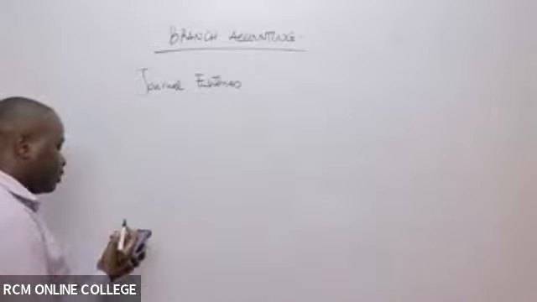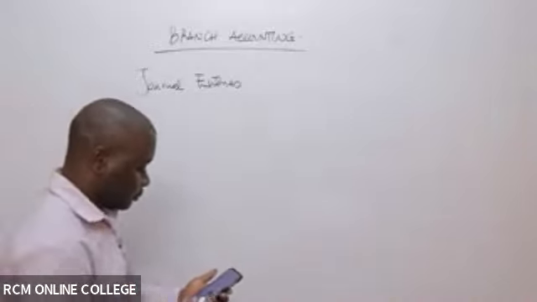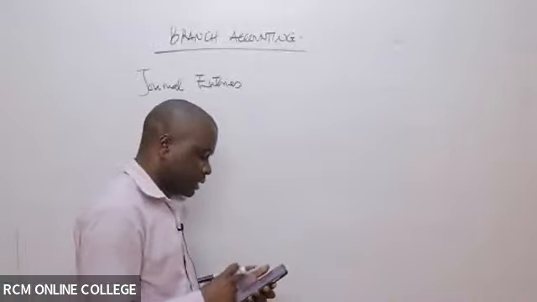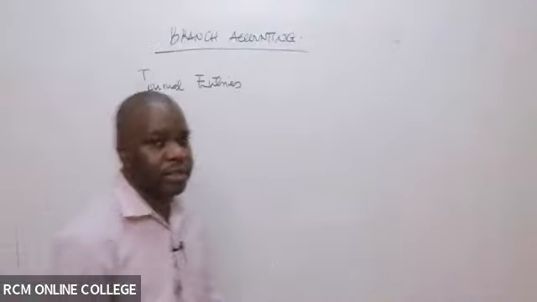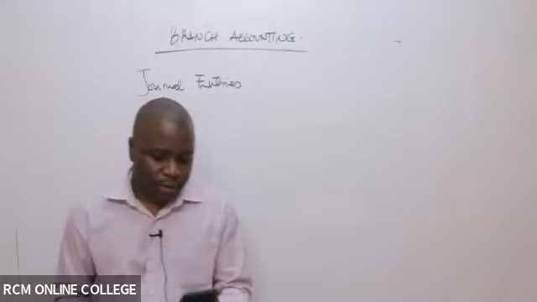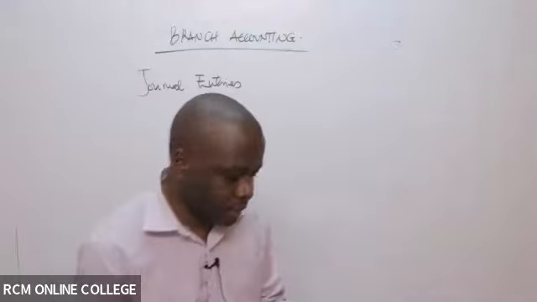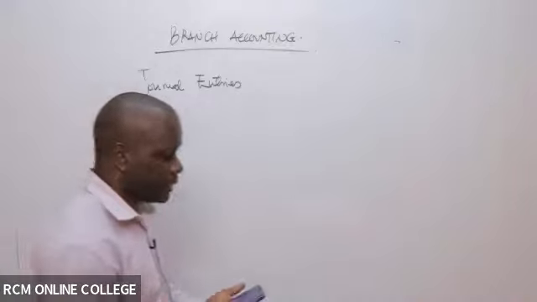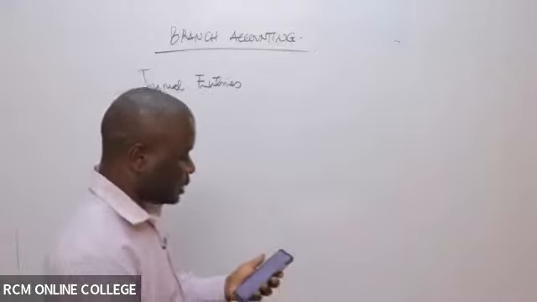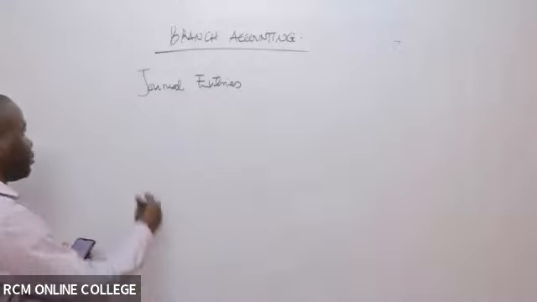So we want to look at the journal entries that will likely be passed. I think we had looked at the ledger accounts that will likely be maintained. We said we'll have the branch inventory or stock account, the branch markup account, the goods sent to the branch account, and the branch debtors account amongst the accounts that will likely be maintained. But now, the journal entries for different kinds of transactions.